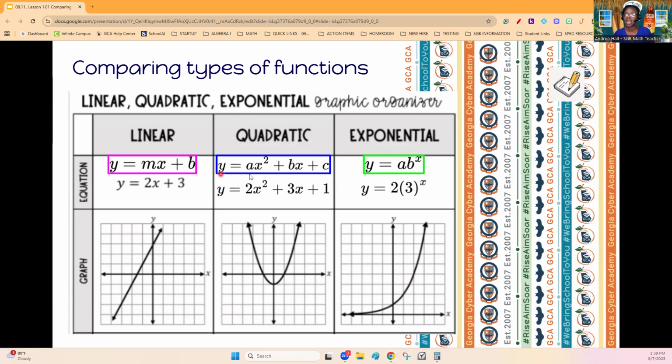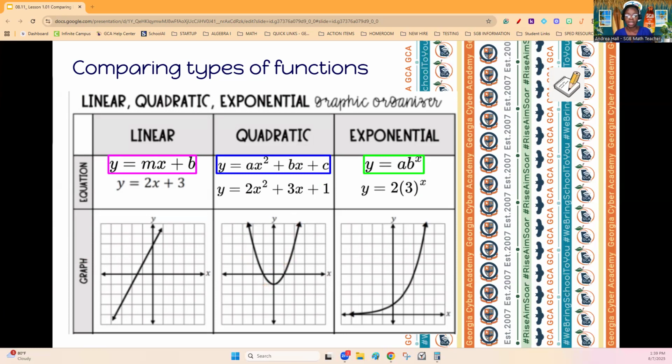Here we have a quadratic function. y equals ax squared plus bx plus c is the standard form. And it's a U-shaped graph. And this is an example of it: y equals 2x squared plus 3x plus 1. The highest exponent on a quadratic is 2. Notice that's the exponent. The highest exponent in a quadratic function is 2. And all quadratic functions are U-shaped.